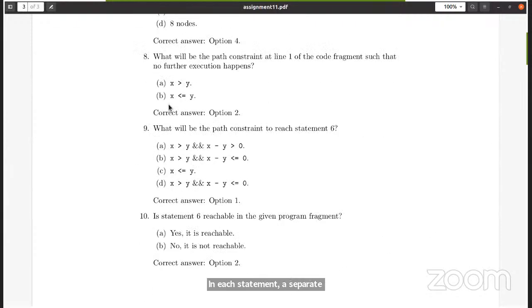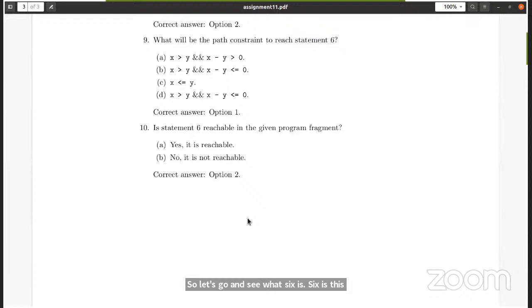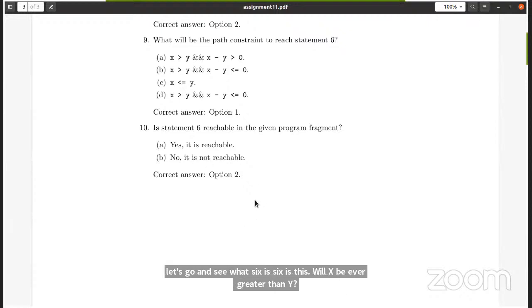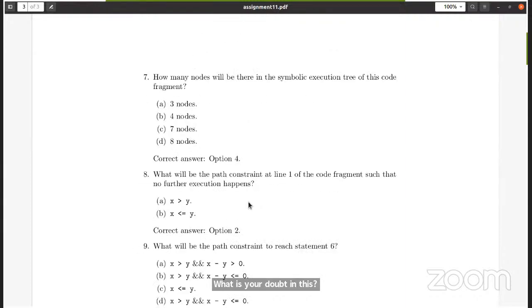Then you had a doubt in question 10. Is statement 6 reachable in the given program state? So let's go and see what 6 is. 6 is this. Will X be ever greater than Y? So the correct answer is it is not reachable. What is your doubt in this? Ma'am, why is it not reachable? Because I think it is reachable.